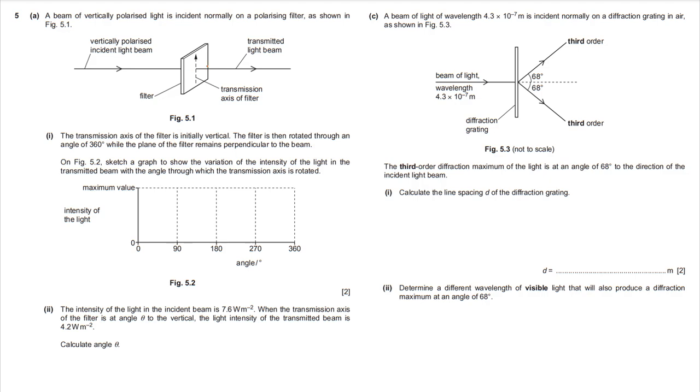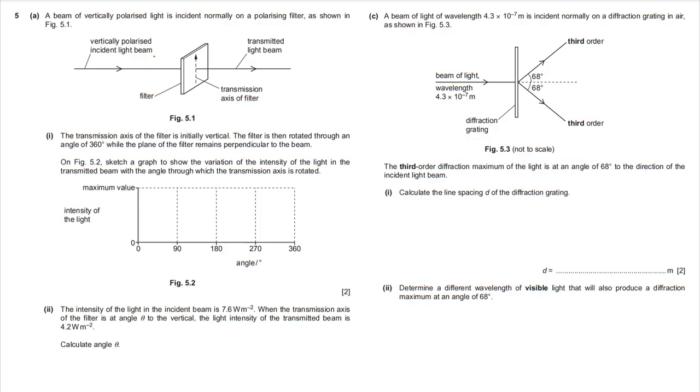So we are gradually rotating this filter. Let's say then it becomes horizontal, then it's upside down vertical, then it again becomes horizontal in this direction, and again it becomes vertical. On figure 5.2, sketch a graph to show the variation of the intensity of the light in the transmitted beam with the angle through which the transmission axis is rotated.